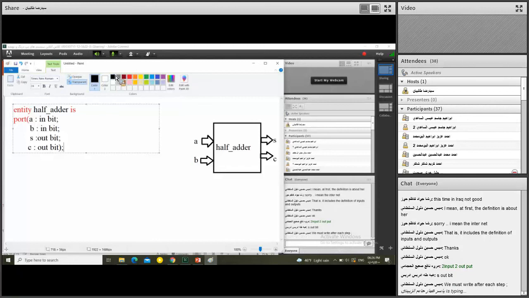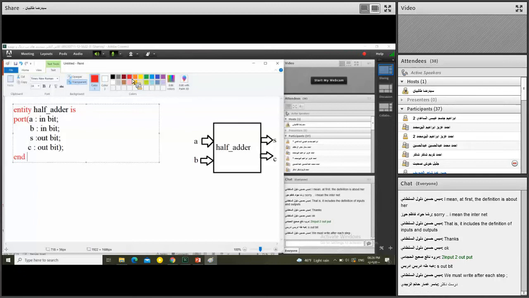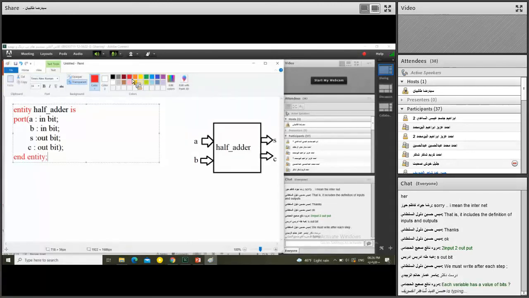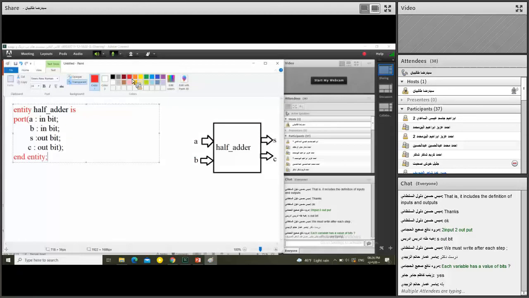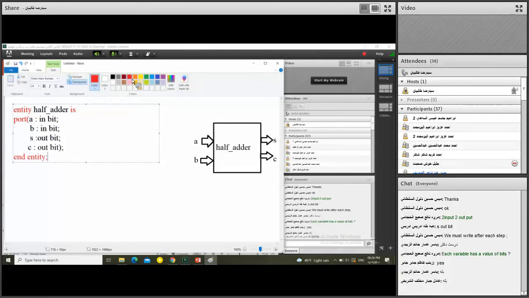And then another keyword. Each environment needs an end, so we write end entity, or we can write end half adder. Both of them are right. This is a simple example for half adder. Do you understand? Maybe bit, maybe some bits. I will speak about some bits in another example.